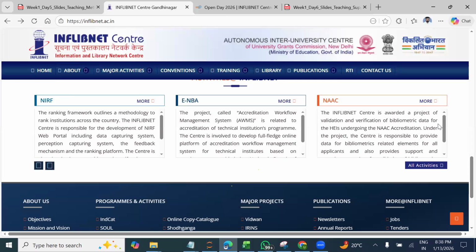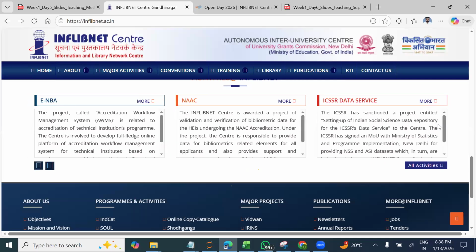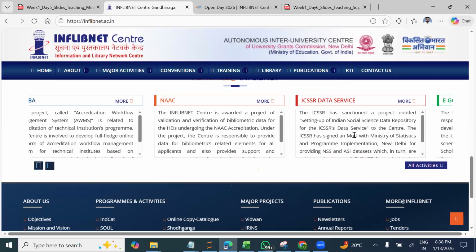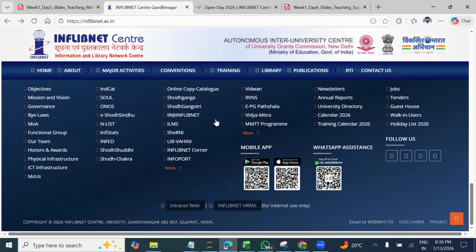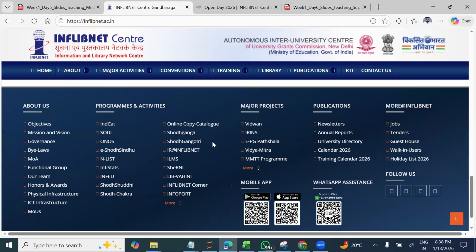What is NAAC? What is the main purpose of NAAC accreditation? All these important informations are there in this website. So you can see over here, these are the programs and activities. Under programs and activities, you can see all these are given over here. INCAT, SOL, ONS, eSol Sindhu, I think already we have discussed. But Enlist we have not discussed.